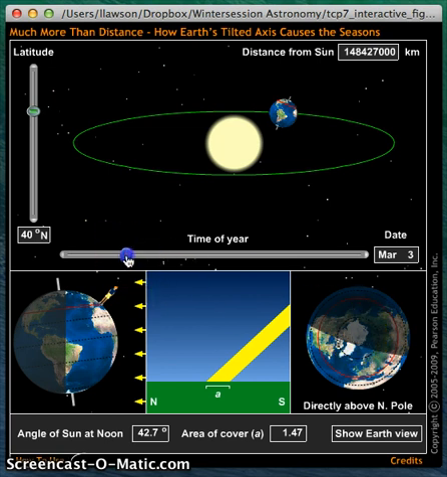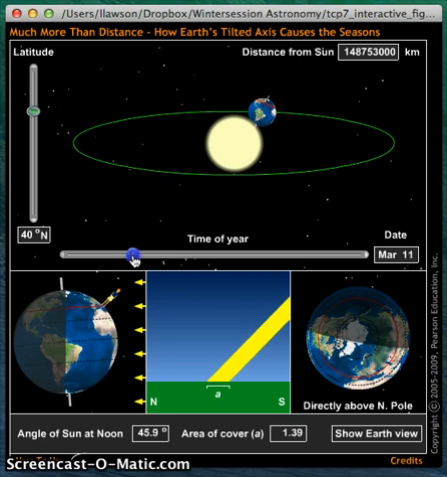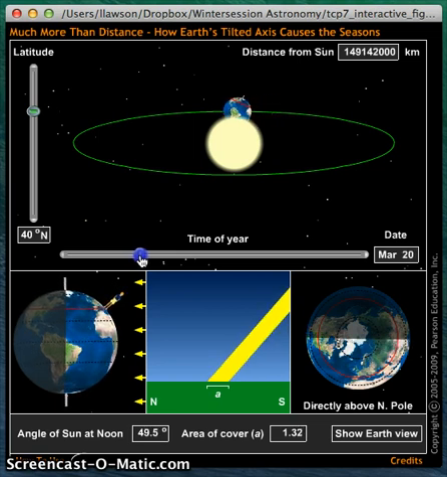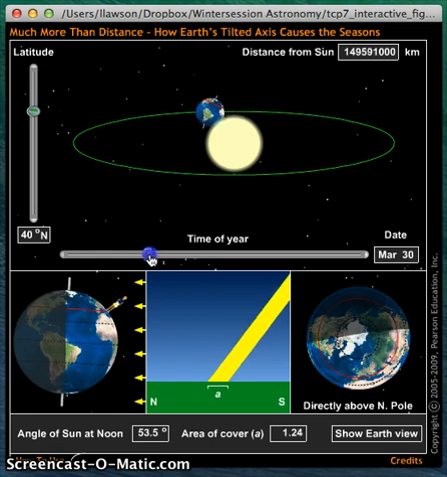Now we're getting more towards spring. Notice that the position of the Earth is changing in its orbit around the Sun. Notice how this light is getting a lot more direct, and it's covering a much smaller area. So the days are also going to be getting longer because the Sun's path across the sky will be getting longer. So the Earth is warming, at least where we are.